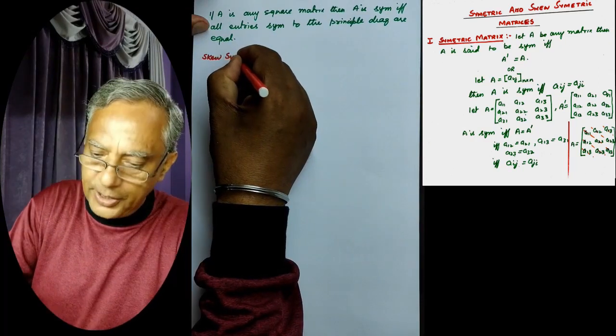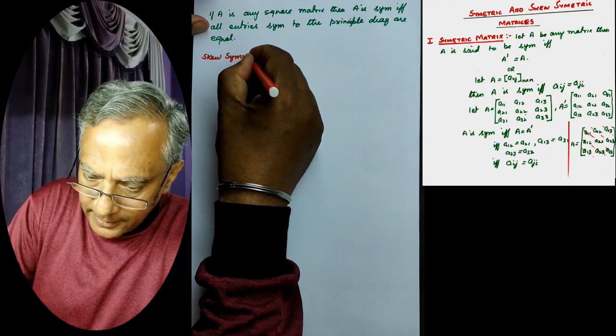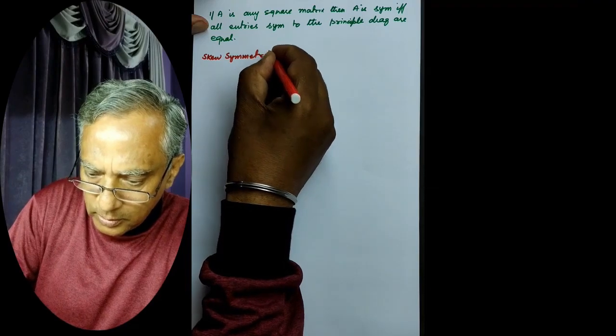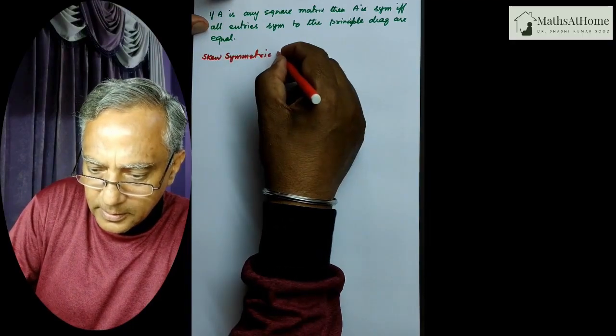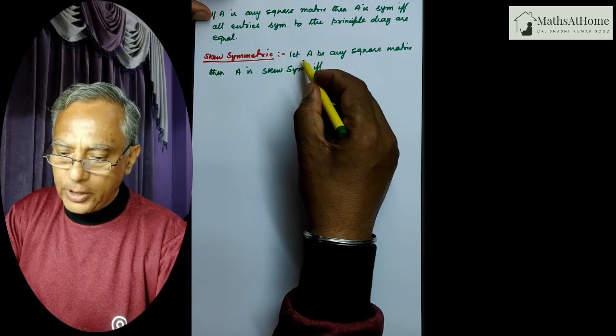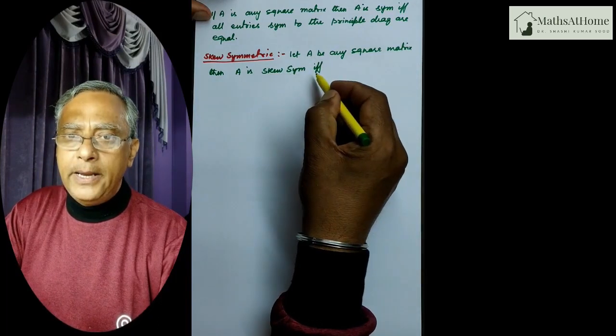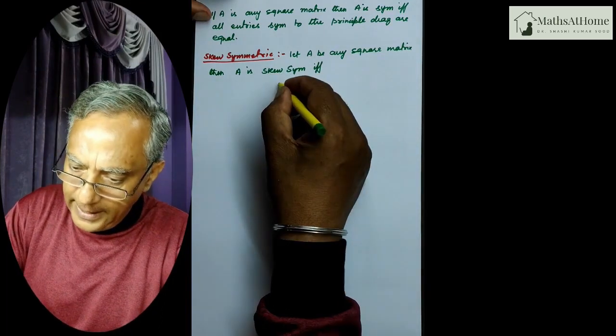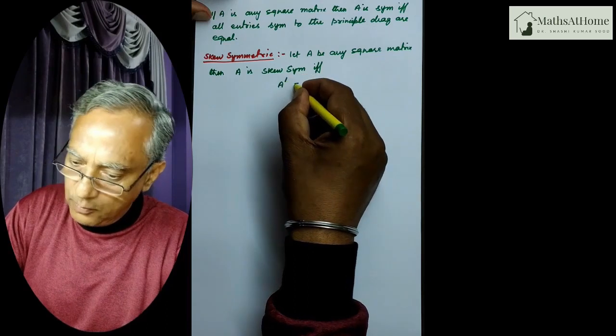Now next definition is skew symmetric matrix. Let A be any square matrix, then A is skew symmetric if and only if A dash is equal to minus A.